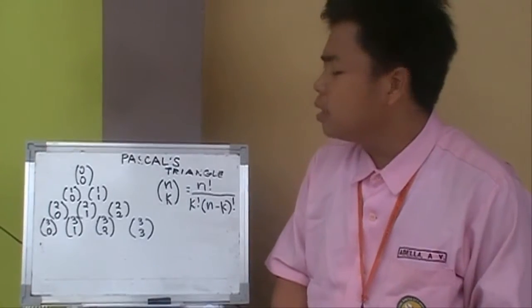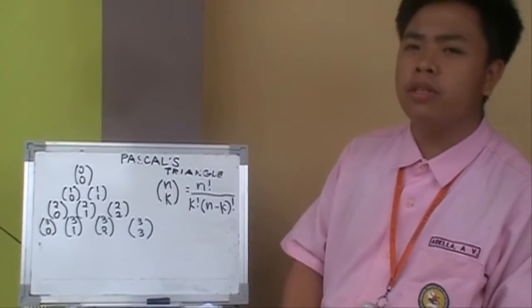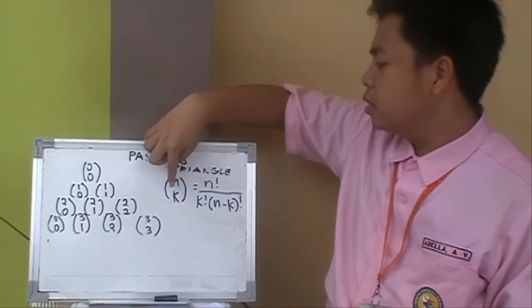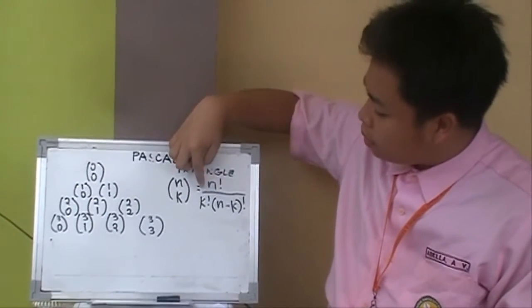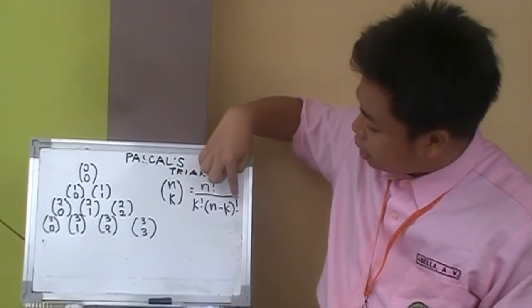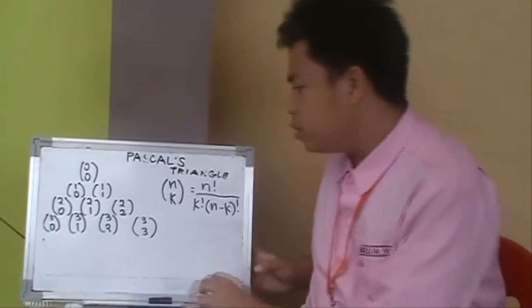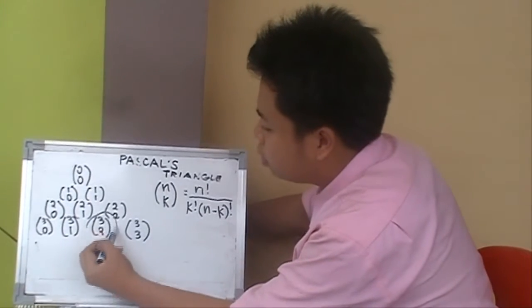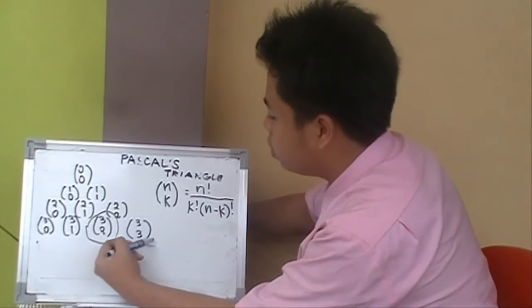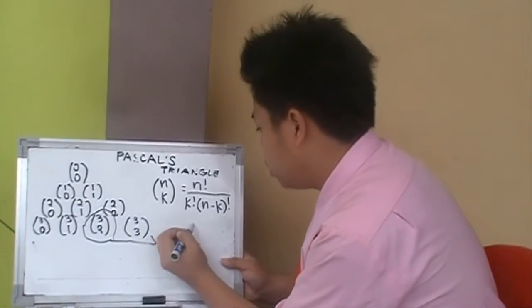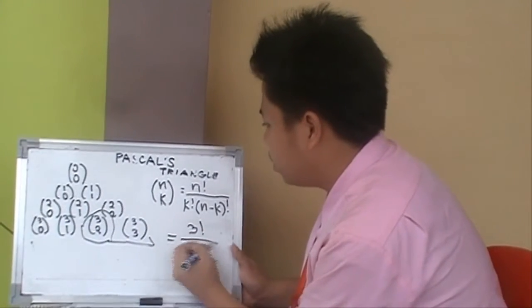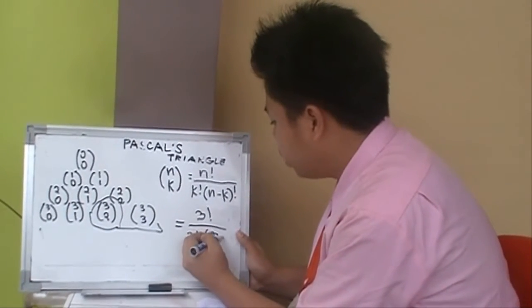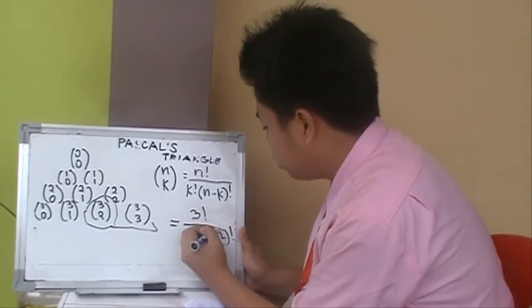The Pascal's triangle can also be written in the n choose k sequence, such that n choose k is equal to n factorial over k factorial times n minus k quantity factorial. To prove it, we'll choose one of the sequences. So 3 choose 2 is equal to 3 factorial over 2 factorial times 3 minus 2 factorial.